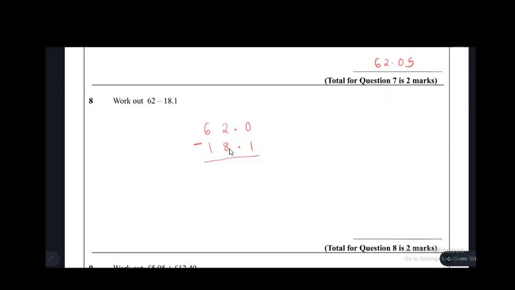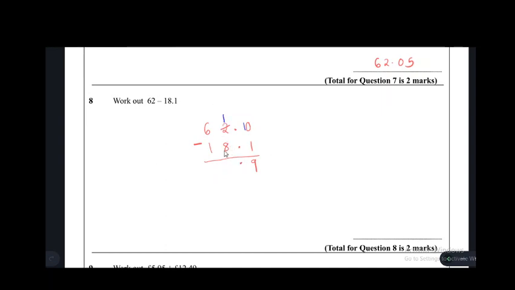2 take away 1, I can borrow that. So I'll borrow 1. When I borrow 1 from here, I'll just remain with 1, right? And then this becomes 10. So 10 take away 1 is 9. Why am I giving out the answer? This is 9, and then this is our decimal point right there.